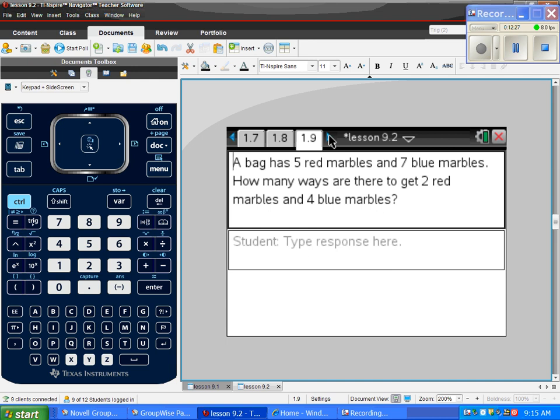Here's the other question. Now you have to ask yourself, does it matter if I pull out red marble 1 and then red marble 2, or red marble 2 and then red marble 1? No, so what are we going to use? Combination. What will be my first combination? 5C2. I have 5 red marbles, and I want to choose 2 of them. What do I want from my other combination? 7C4, how come? Excellent.